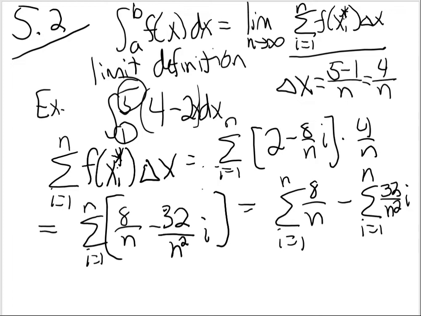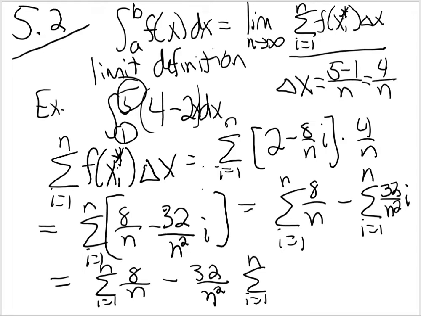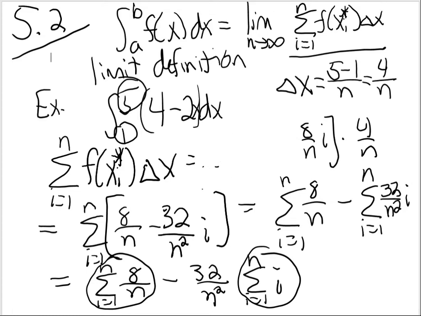On the second term, 32 over n squared doesn't contain an i, so it's counted as a constant. So we can pull it out. And look at that. It looks like we have this sum, which we have a rule for, and this sum, which we have a rule for. So we can look at what that thing is.